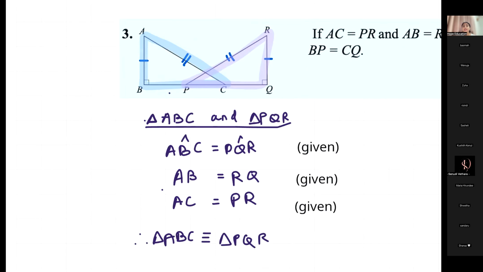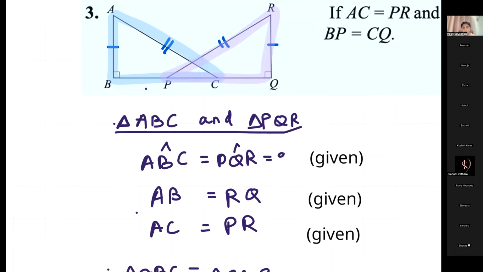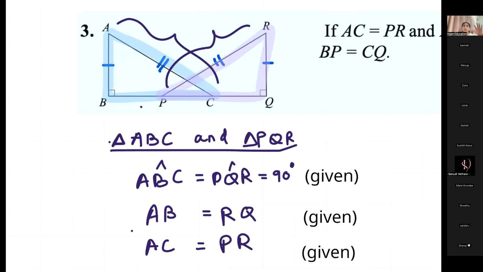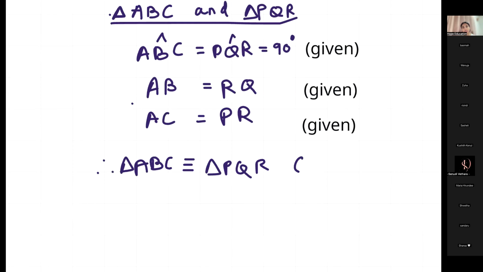Why? Because angles ABC and PQR are 90 degrees, and it's a right angle. And also you can see AC and PR are hypotenuse. So there's a right angle, there's a hypotenuse. In addition to that, we have a side pair. So it's RHS.